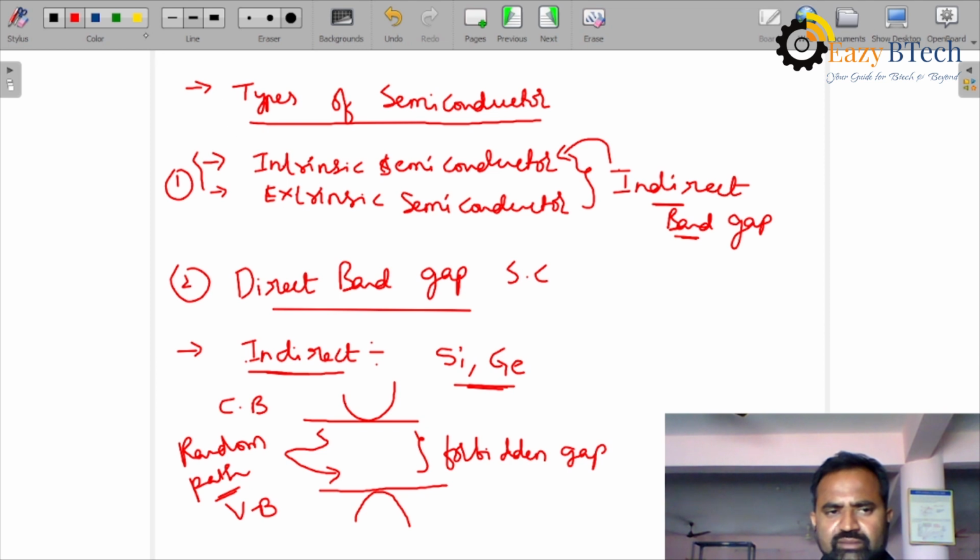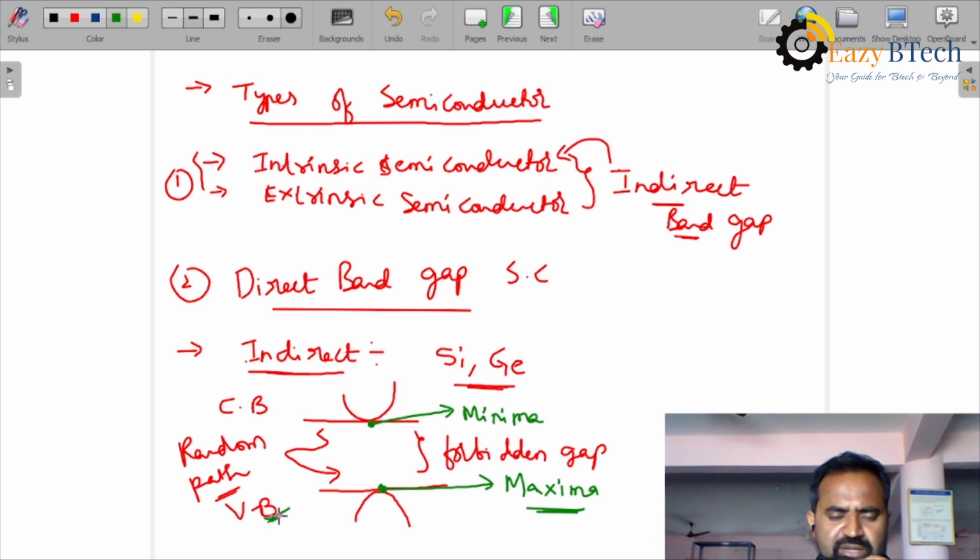We know this. This we will call as minima, and this we will call as maxima. Okay students, you can clearly understand here. This is a valency band.